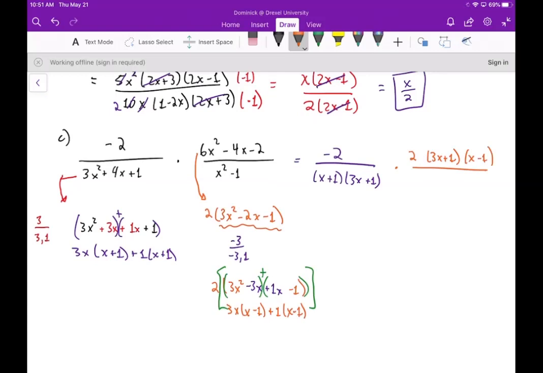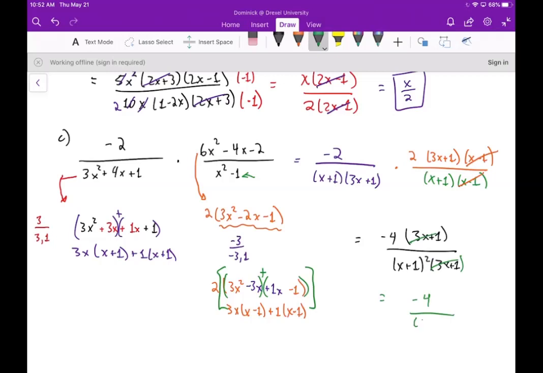Okay. And then over here we have a difference of two squares, so that's just x plus 1, x minus 1. All right, so I can actually get away with canceling these right away. And I have a -4 times 3x plus 1 over an x plus 1 squared times 3x plus 1. So it looks like my 3x plus 1's cancel, and we're left with -4 over x plus 1 squared.